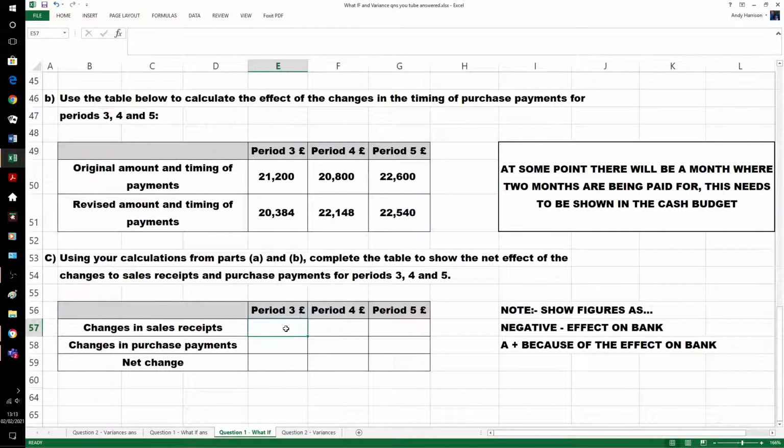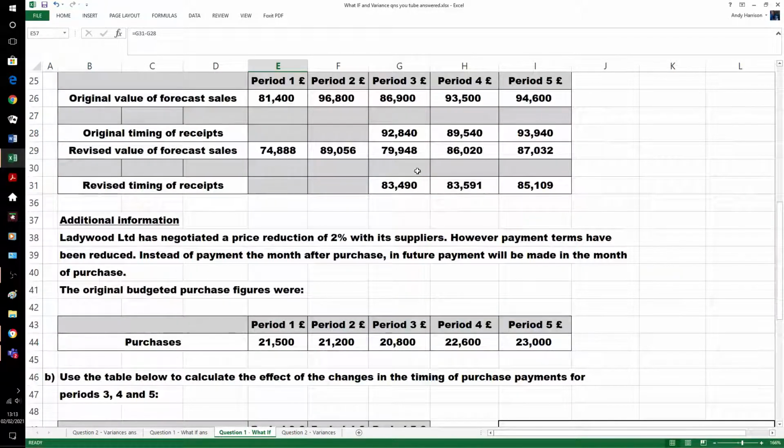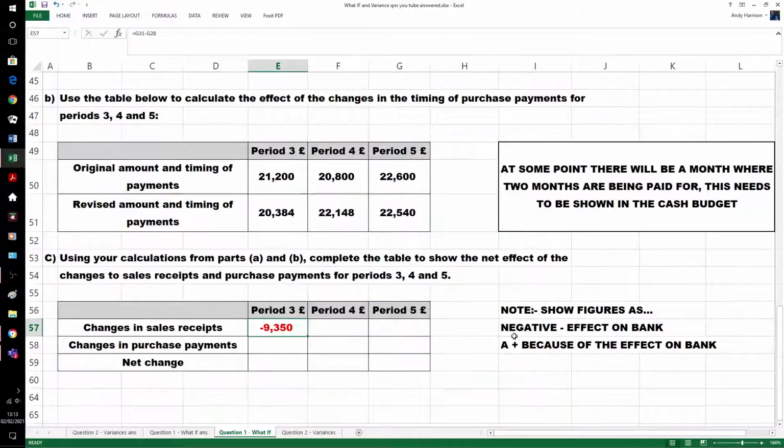I need to get that the right way around. That's not right. G30, not 38. That's better. And I already formatted it in red just to help. So that is the difference between this number, and of course it's negative. We're getting £9,350 less in than our original budget.